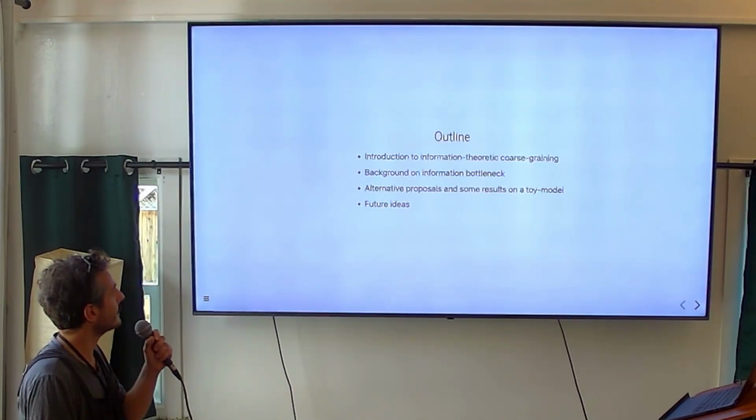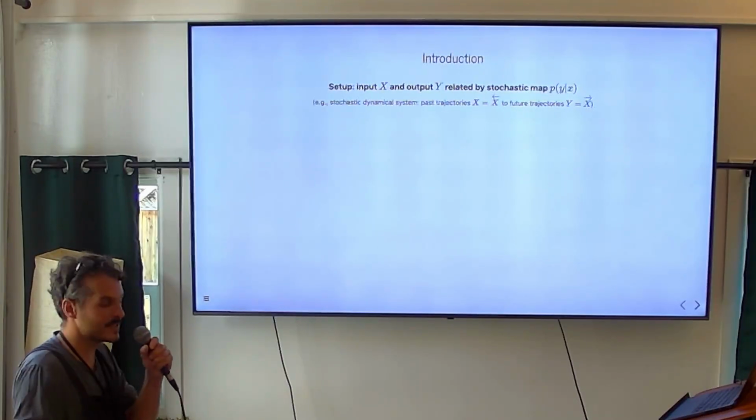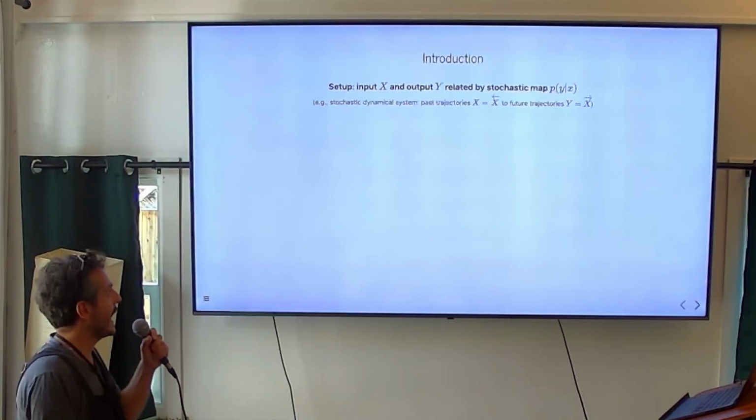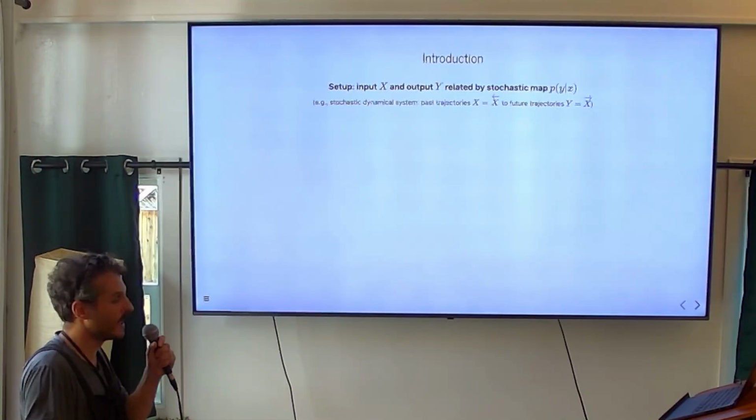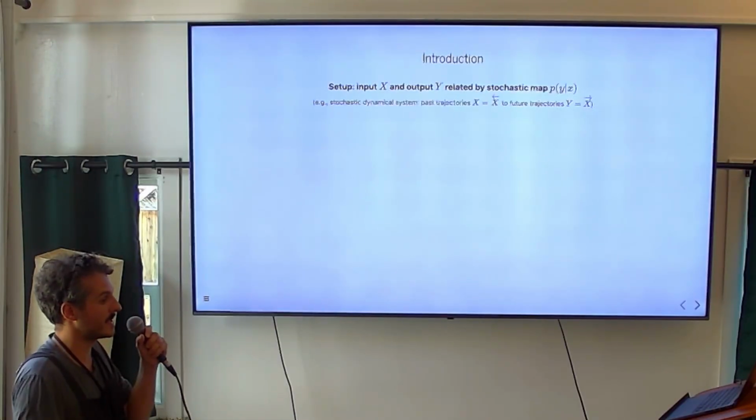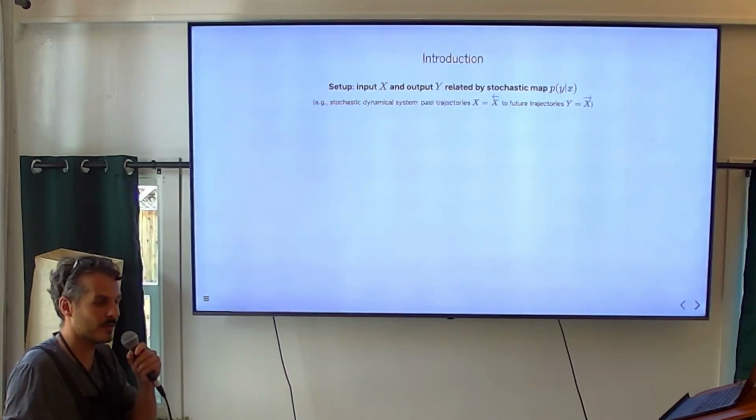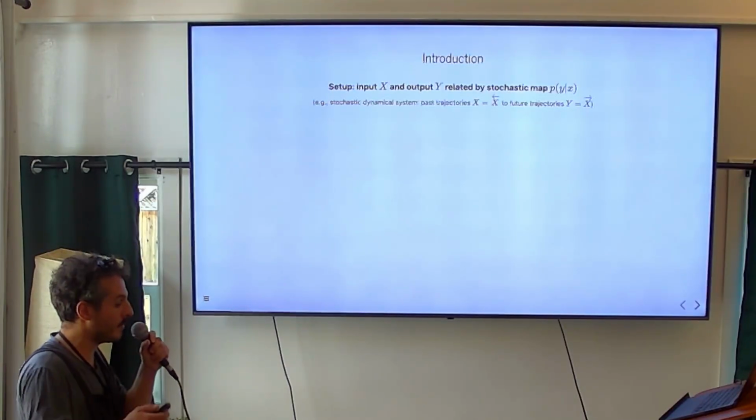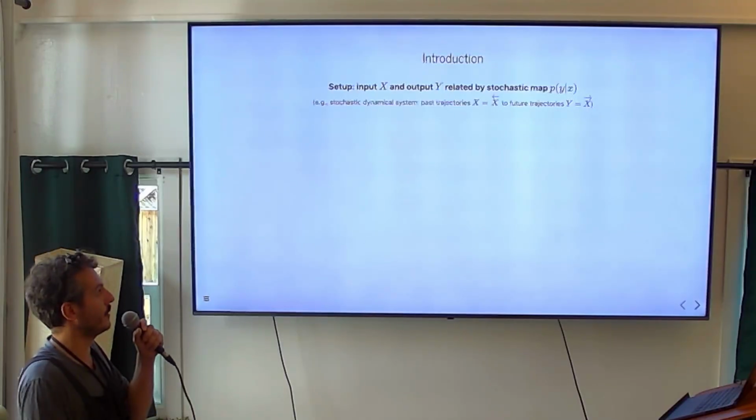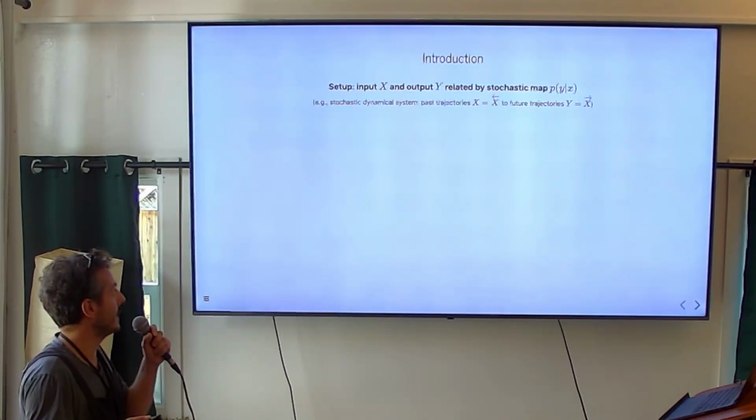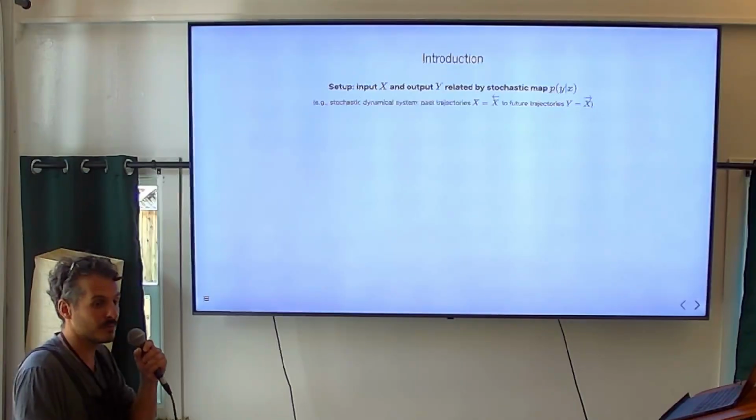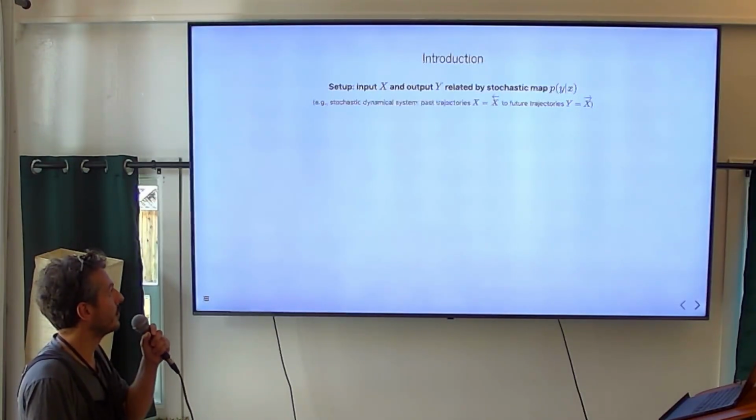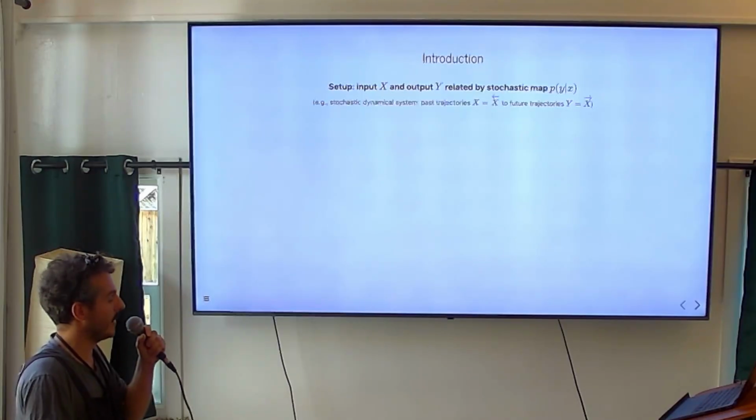So the basic setup that I'm going to consider is very general. We have some input X, and we have some output Y, and they are related by a stochastic map or channel, and we're thinking of the setting where we want to predict Y from X. Examples might be the input and output of a neural network. It might be a stochastic dynamical system, so X could be the set of past trajectories, and Y could be the set of future trajectories, whatever you want.